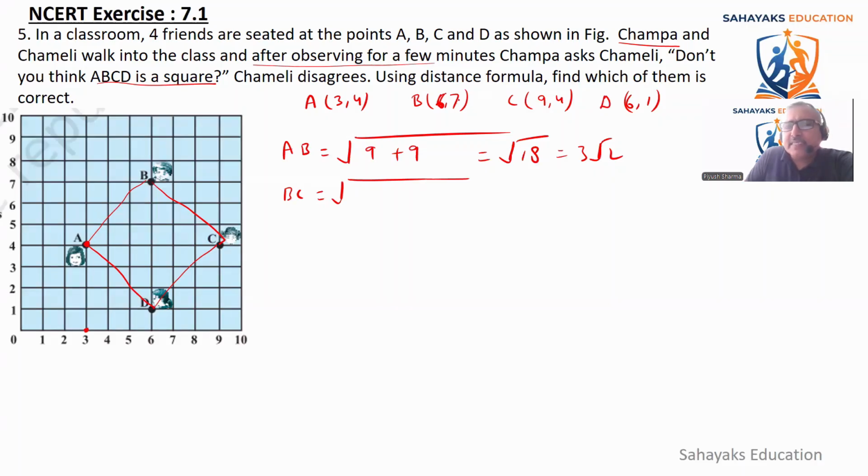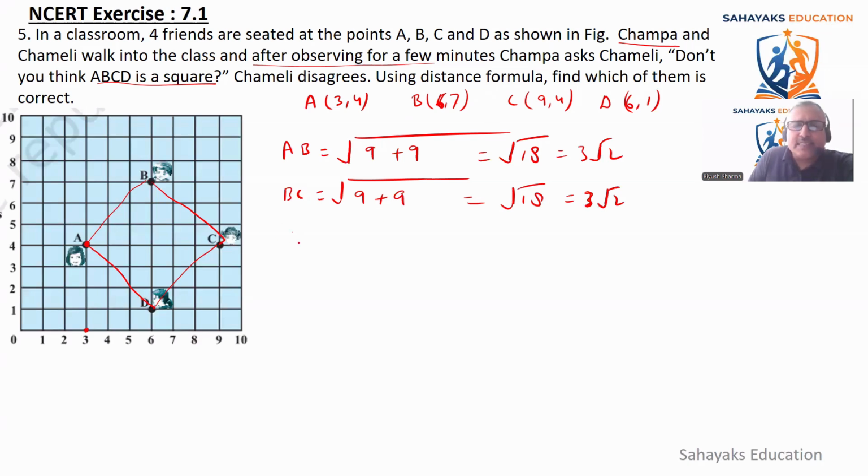BC is square root of (9 minus 6) whole square plus (4 minus 7) whole square. 9 minus 6 is 3, 3 square is 9. Plus 4 minus 7 is minus 3, minus 3 whole square is 9. So it is again square root of 18. It comes out to be 3 root 2.